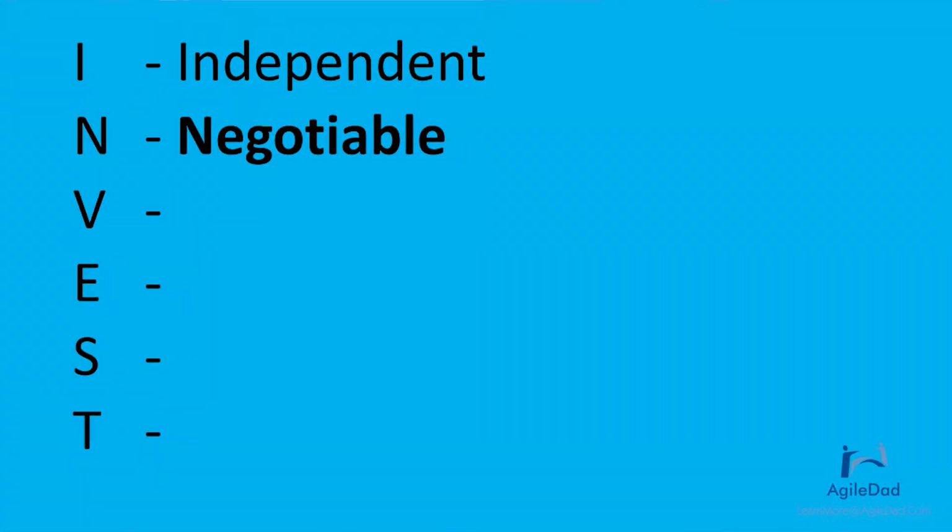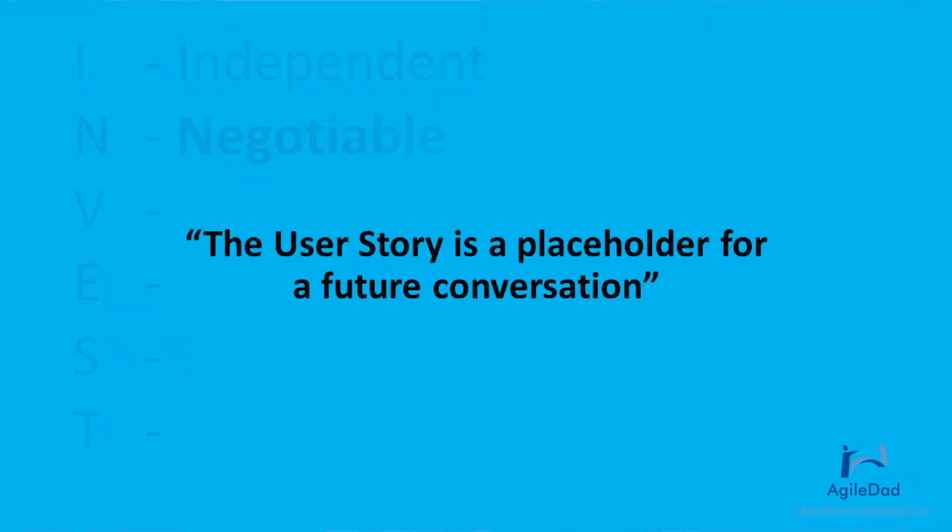Next, for N, negotiable. Like we said at the beginning, these stories are a negotiation. They are a placeholder for a future conversation between the product owner and the development team. So this negotiation is where we're able to discuss what is and is not a part of the actual story itself. We're able to discuss acceptance criteria, discuss what is included in the story, and that's where we can really get a lot of the extra understanding that is needed for the development team to create the best solution possible.